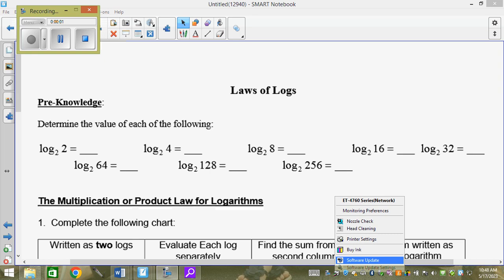We have laws of logs. If you look on your formula sheet, you will see the laws of logs. That's right here. It says laws of logarithms. It has a heading. So here are your laws of logs.